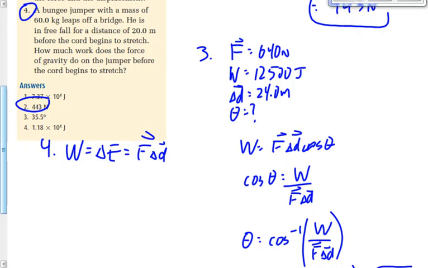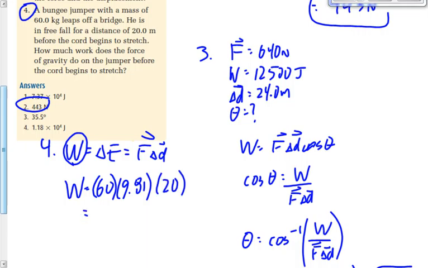All right, we want to find the work done by gravity here. Let's use the force of gravity that we know is causing this thing to fall. That's going to be m times g, 60 times 9.81. The force times the displacement of 20 meters. 60 times 9.81 times 20, I assume gives us 1.18 times 10 to the 4 joules.